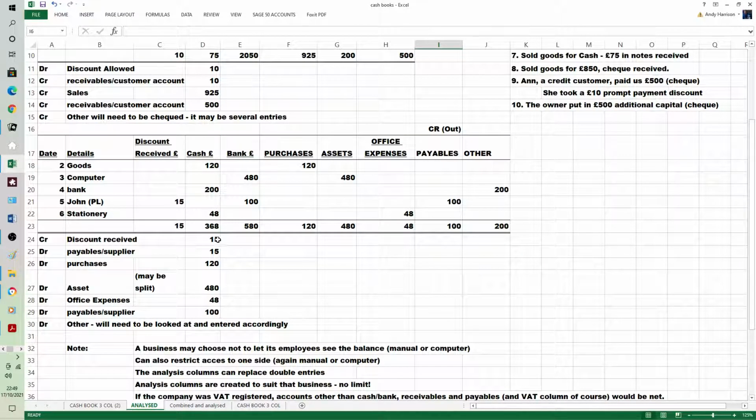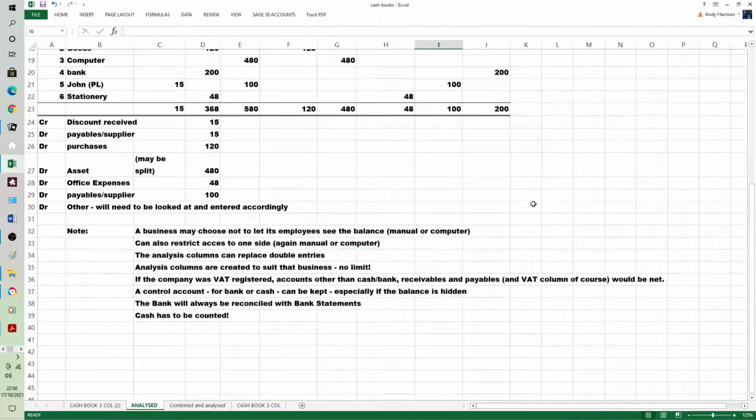Credit discount received, debit payables and the supplier, debit purchases, the assets, of course, this is office equipment, or it might be motor vehicles, we might have separate accounts for them. Office expenses for the stationery, and then the £100 goes in the payables and in John's account. It's only one again. And the other again, just have a look at all the items that go into other accounts. Could be capital, could be all sorts of things in there, and we'd have to post them selectively, post the ones that need.